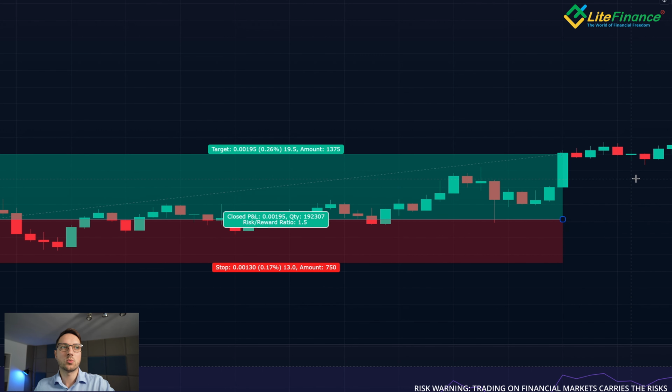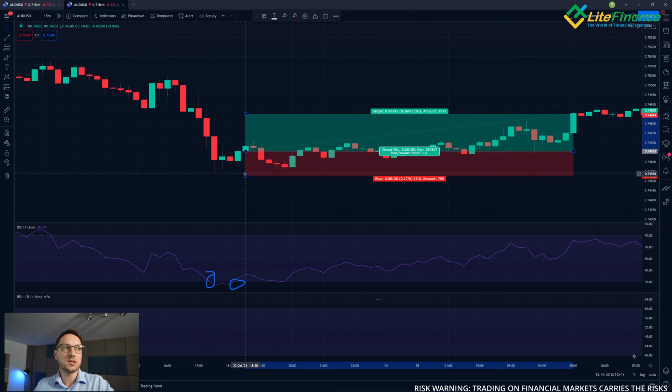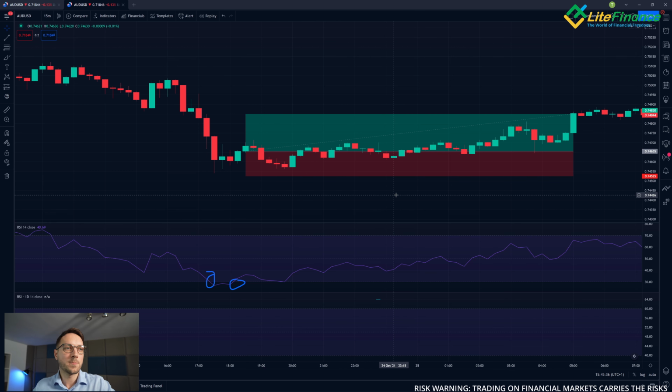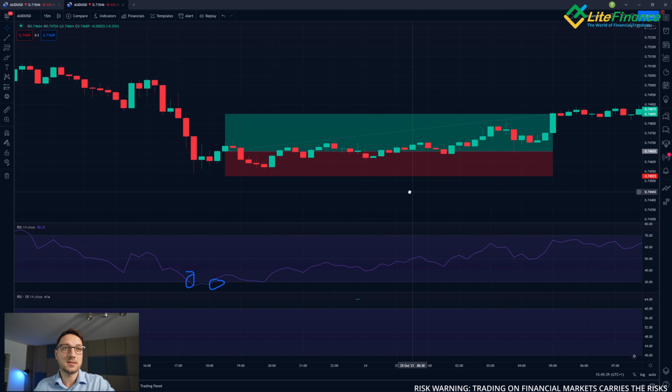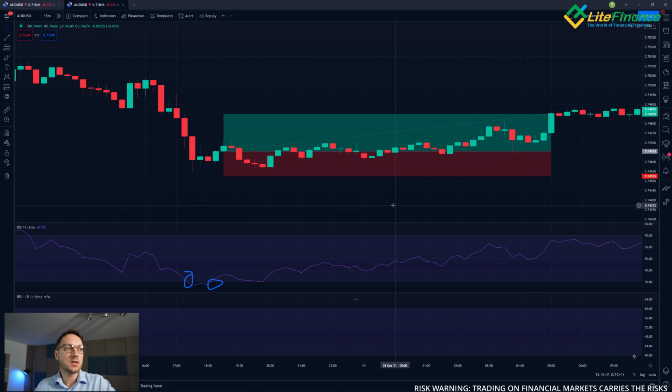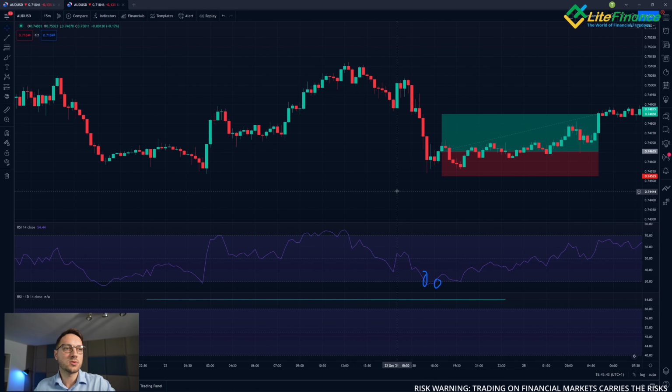And yeah, this one was profitable. When the entry is triggered, basically you immediately set the stop loss level and take profit level, and you leave it be. So yeah, that is a very convenient and easy to use strategy. So that's the first example of a buy trade.